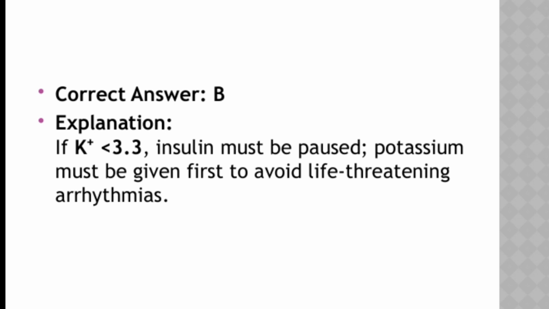So the key takeaway here is that when potassium is below 3.3, stabilizing the potassium level takes priority before administering insulin. This approach helps prevent dangerous heart rhythms and keeps the patient safe. Remember, managing potassium properly is a critical part of controlling diabetic ketoacidosis effectively.